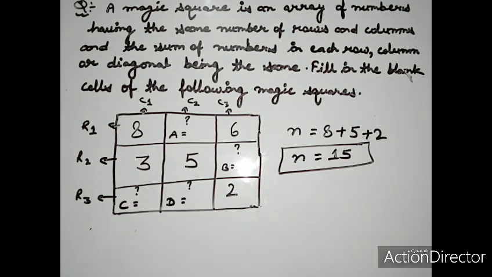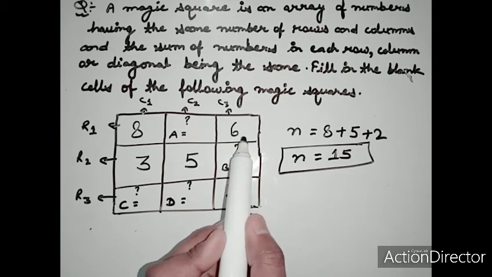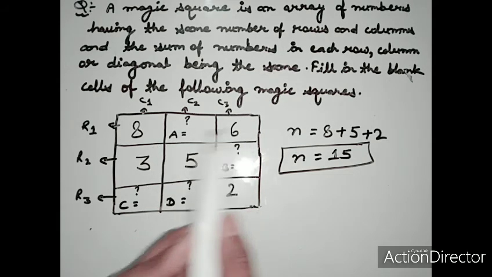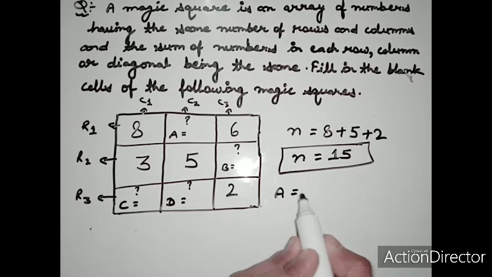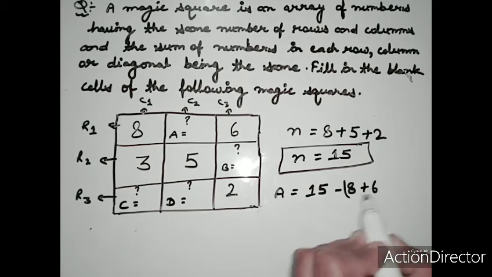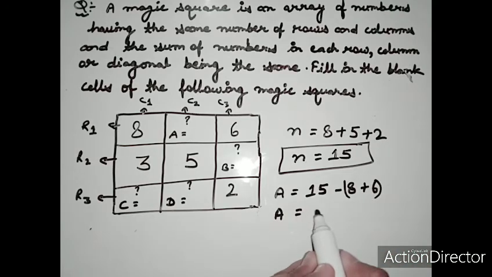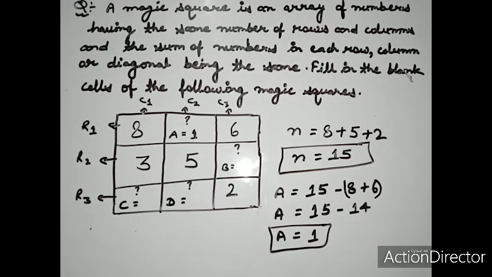Now we find the value of a. And how do we find the value of a? Here we add these two numbers, 8 and 6, and we subtract the sum of these two numbers from 15. So a equals 15 minus 8 plus 6. And what is the sum of 8 plus 6? 14. So here we get a equals 1. So we write a equals 1 in the first row.